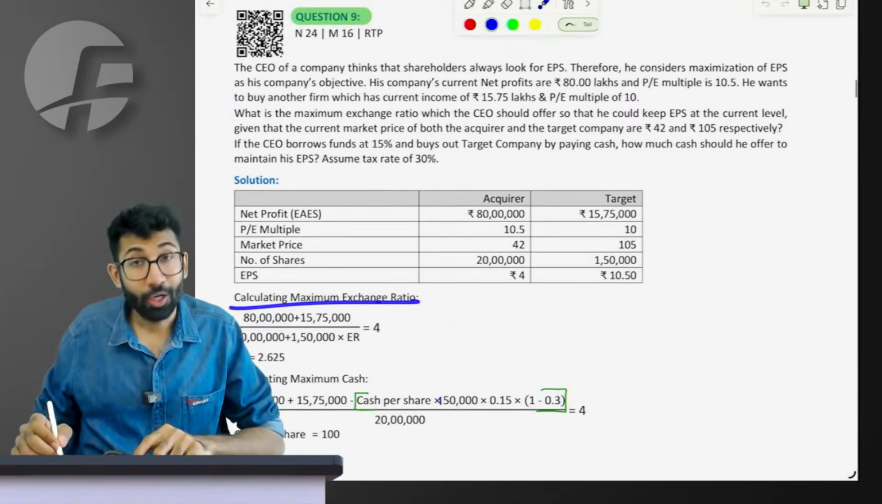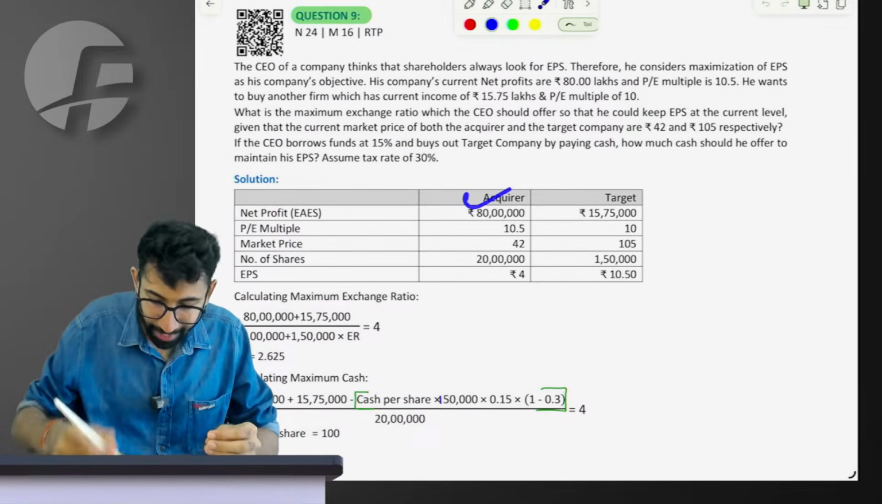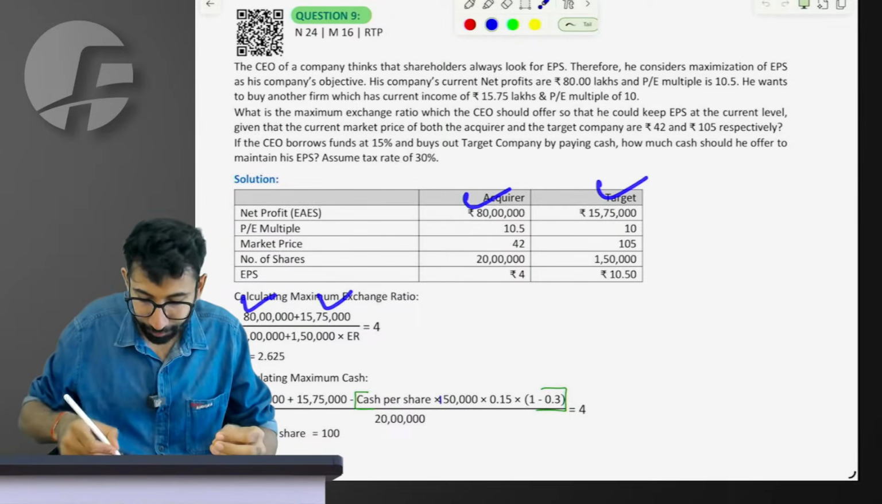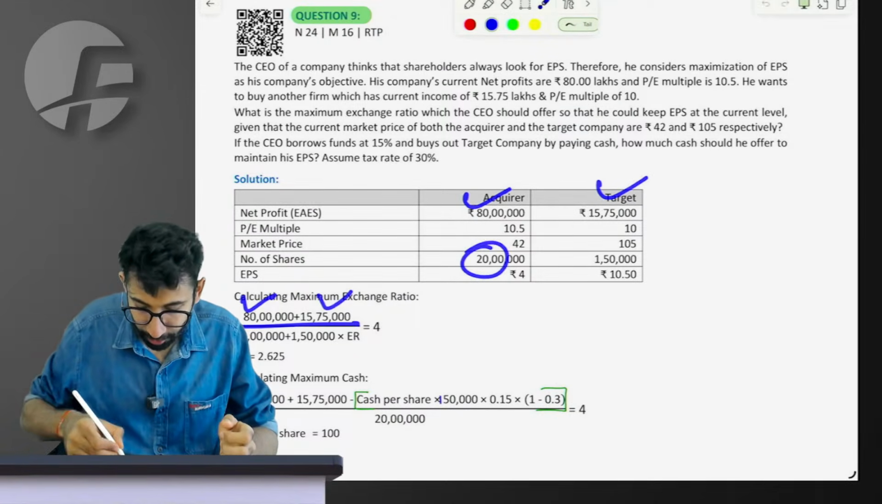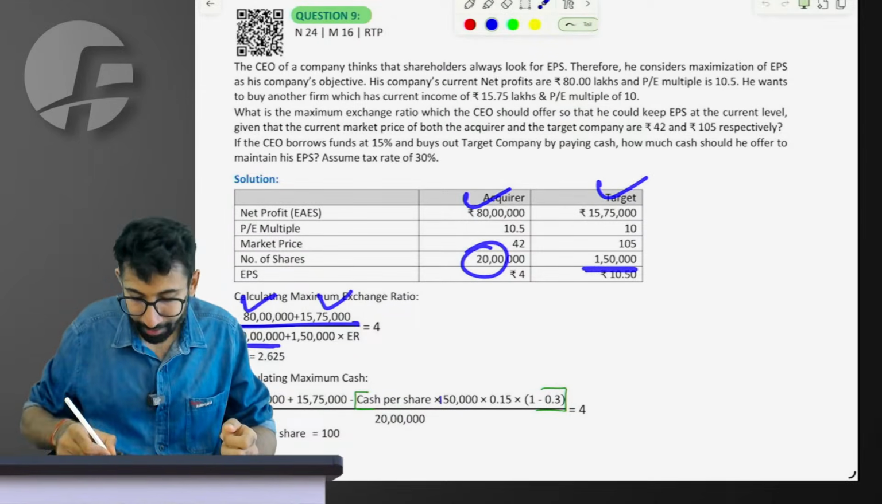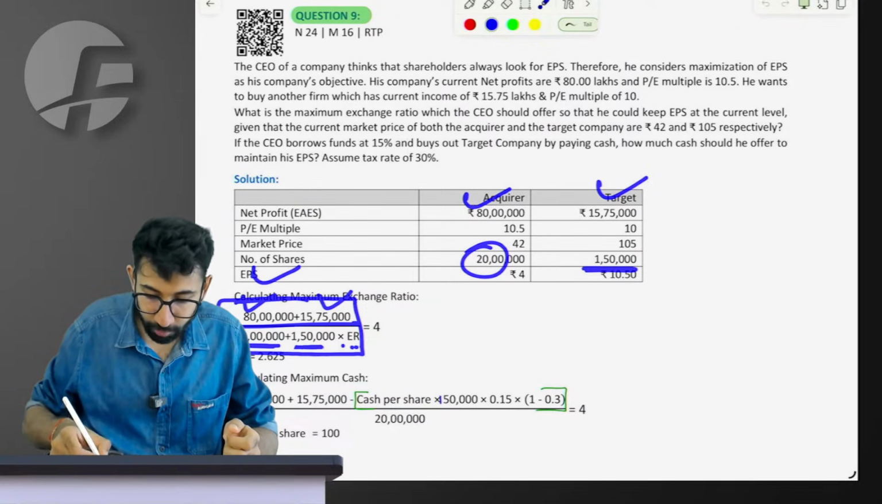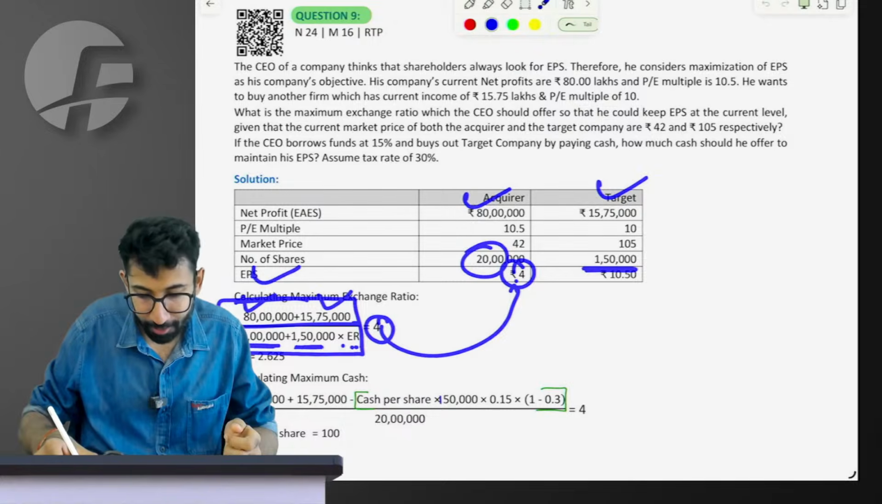Maximum, who decides? Acquirer. So acquirer will say my PAT of 80 plus your PAT of 15.75 divided by my shares of 20 lakhs plus against your 1,50,000 shares. I'm ready to give you such an exchange ratio that my post-merger EPS is at least equal to my pre-merger EPS of rupee 4.